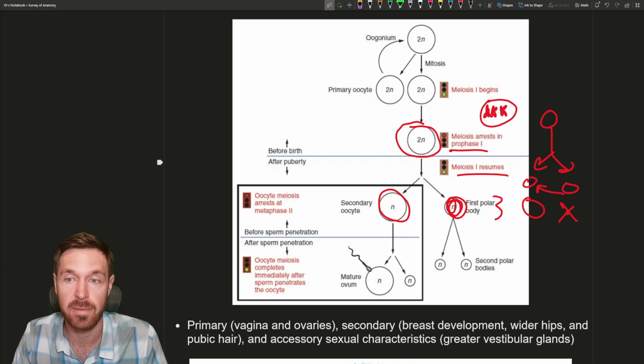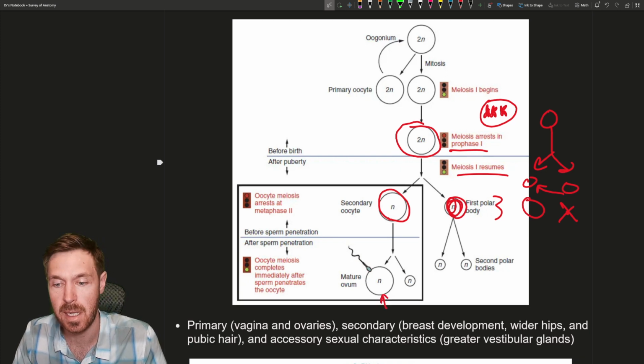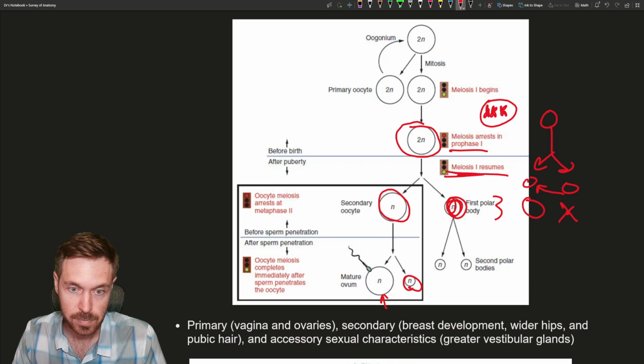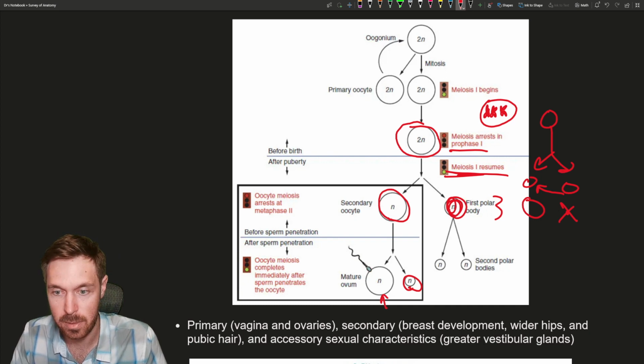So males make 4 viable sperm with each meiosis. Females end up only making 1 viable egg, because the same thing happens again down here for another polar body after the next round of meiosis. But here, meiosis 1 resumes, and then a dominant follicle is selected during the hormone process. We'll talk about that in a bit.